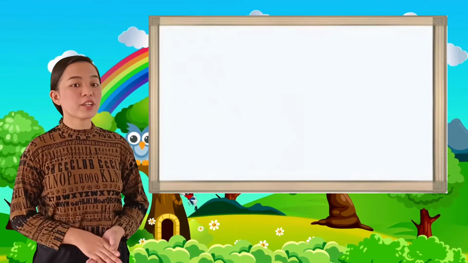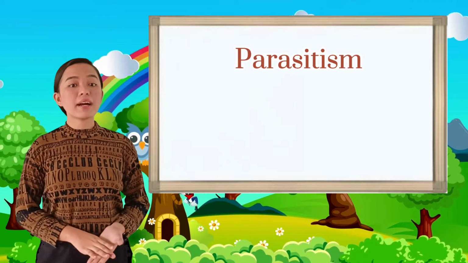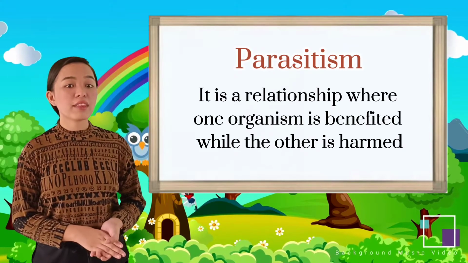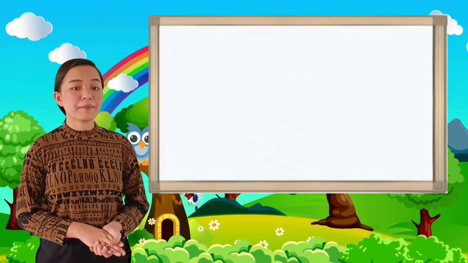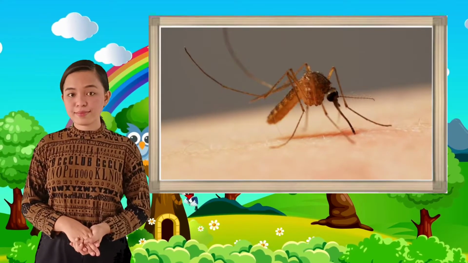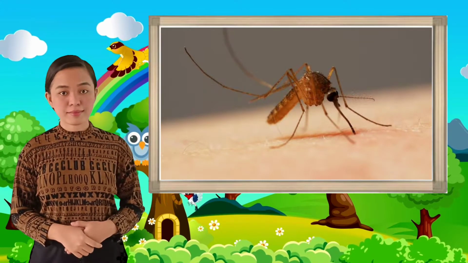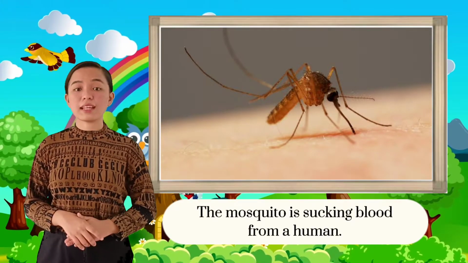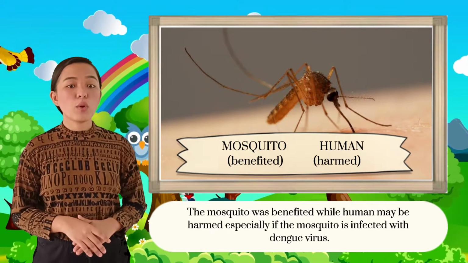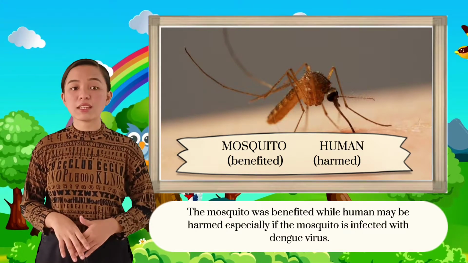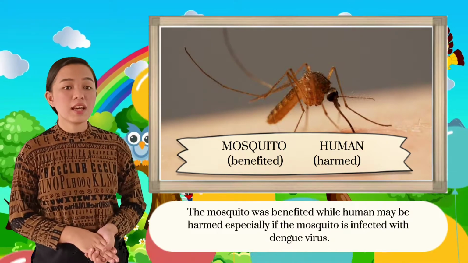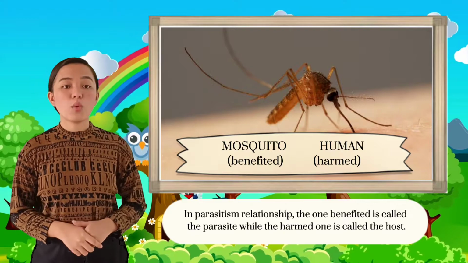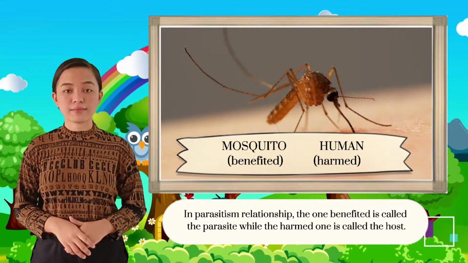The second harmful interaction is the parasitism. Parasitism is a relationship where one organism is benefited while the other one is harmed. So for example, take a look at this picture. What can you see in the picture? Okay, very good. The mosquito is sucking blood from a human. The mosquito was benefited, while the human may be harmed, especially if the mosquito is infected with the dengue virus. So in a parasitism relationship, the one benefited is called the parasite, while the harmed one is called the host.